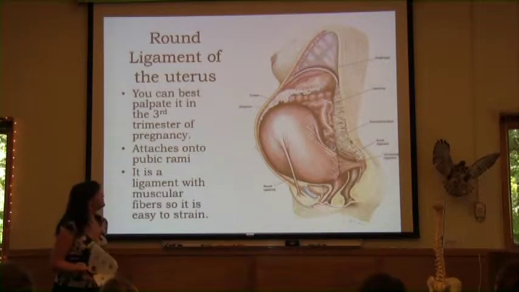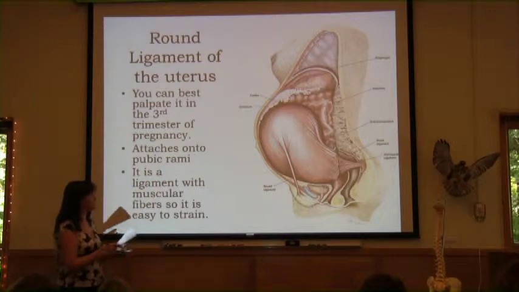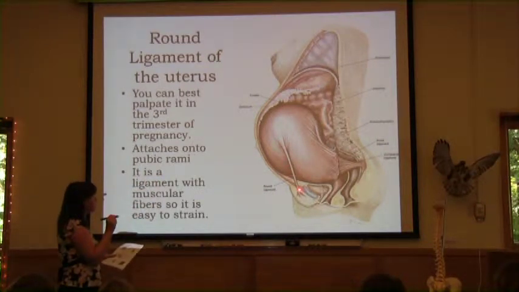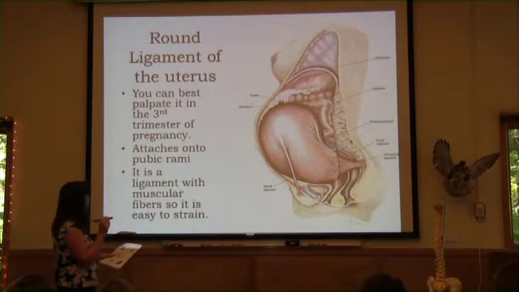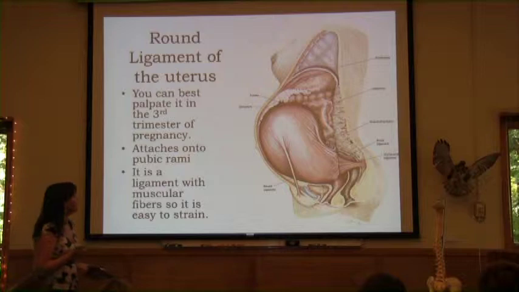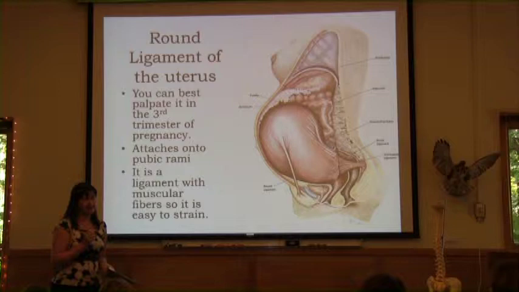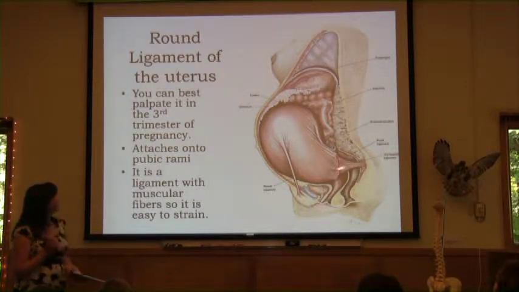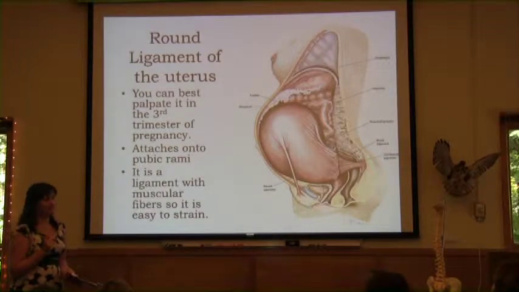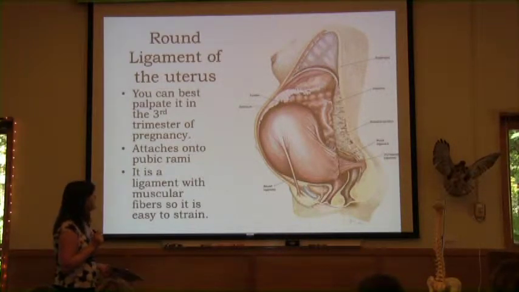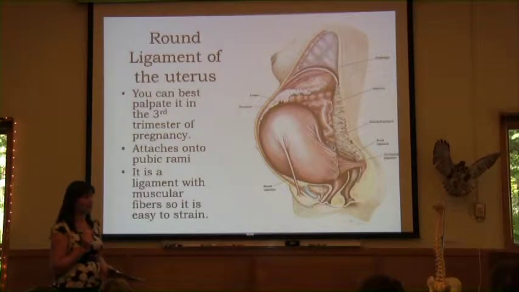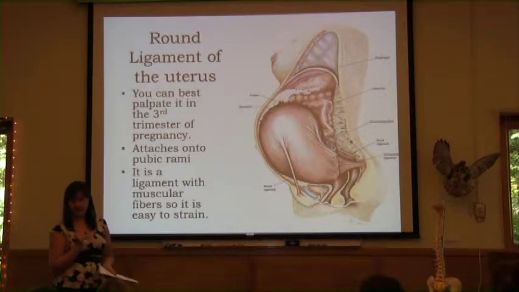The round ligament of the uterus is something I also address. It goes from the uterus down to the rami, and I think into the labia too, some of its fibers. It's a cool ligament because, unlike most ligaments in the body, it has muscular fibers, because the uterus is muscle, probably. And so it can spasm, and that's why it causes a lot of pain. It's hard to palpate until more like the third trimester in pregnancy. And I'll show you guys my favorite way to palpate it.